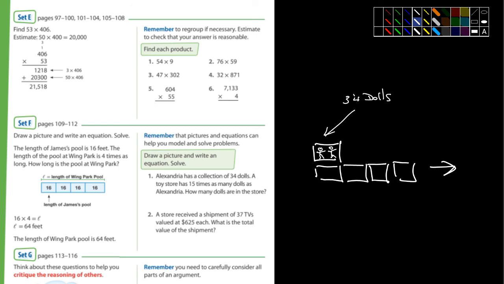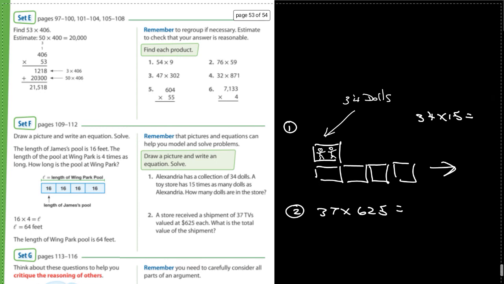Well, the equation, let me go back to number one. The equation would be 34 times 15. That's the equation. The equation for number two, boy, he didn't pick a good time to be mowing the lawn out there. 37 times 625. That's the equation for number two. I'll let you come up with your own model, however you want to do that.